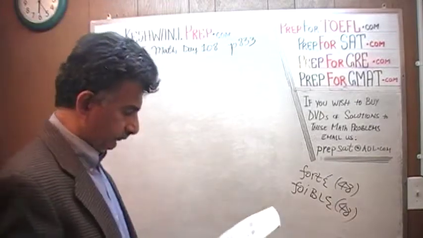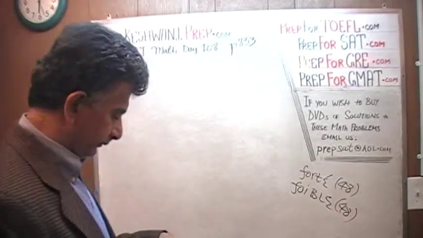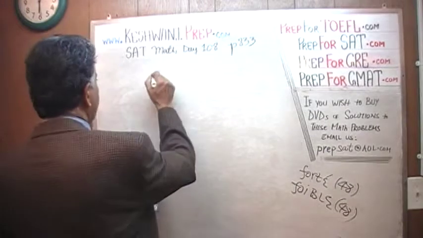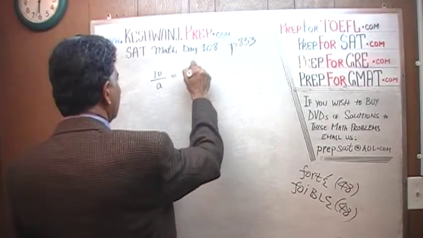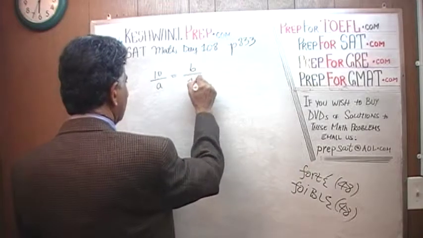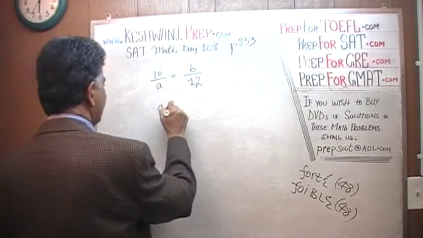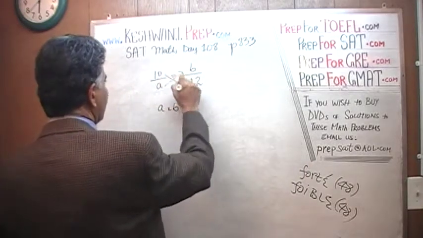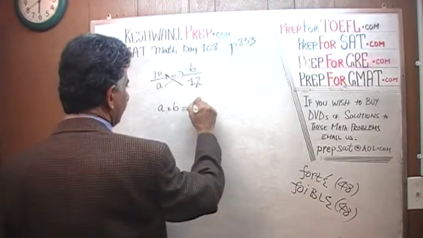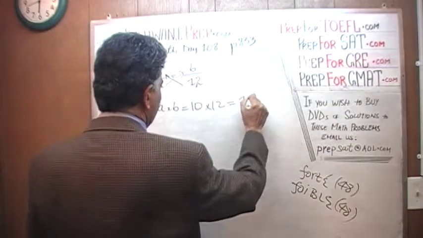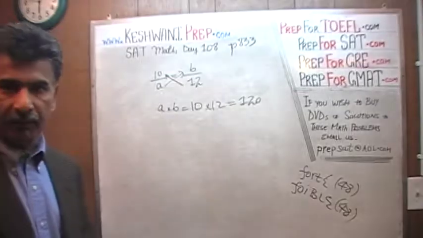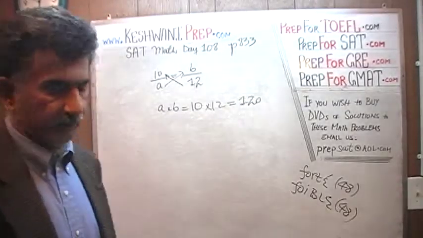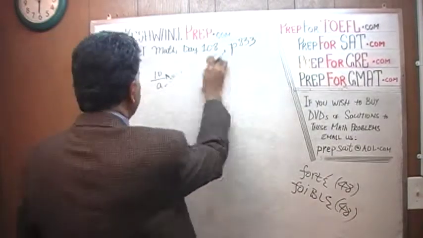Number 1. When I say number 1, I mean number 9. We are told that 10 over A equals B over 12. The question is, what's the value of A times B? Well, just cross multiply it, and A times B, of course, is 10 times 12, which is 120. Nothing to it. Very simple, very straightforward, obviously. On a scale of 1 to 10, this is number 1. Number 2.